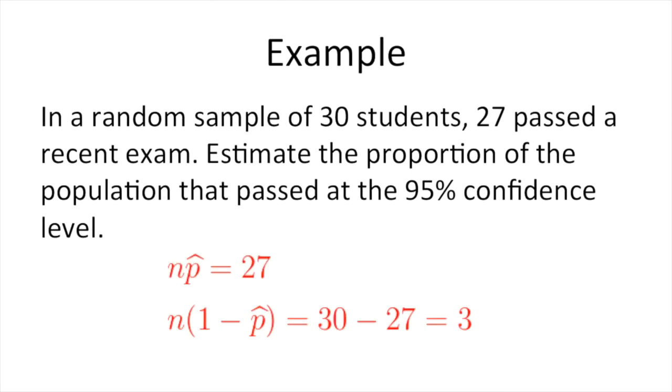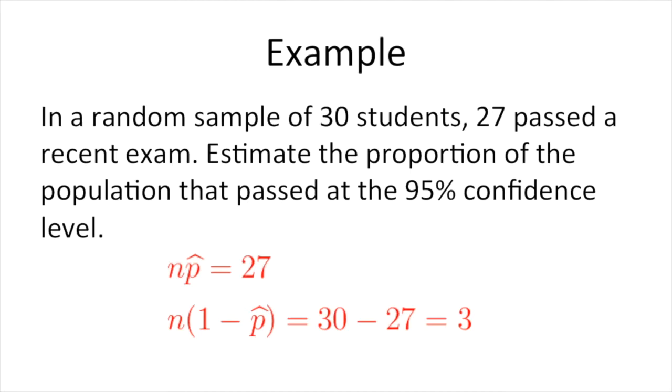Let's look at one quick example. In a random sample of 30 students, 27 passed a recent exam. Estimate the proportion of the population that passed at the 95% confidence level. So n times p hat is 27, but n times 1 minus p hat is 3, which is not at least 10. So we're going to use the exact method.